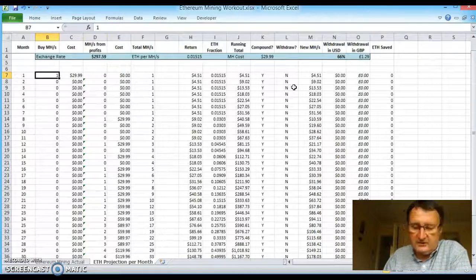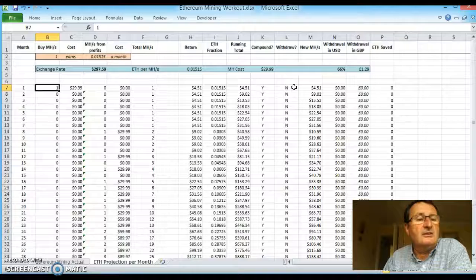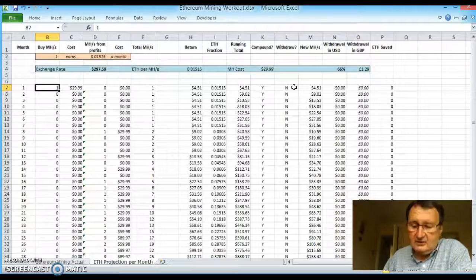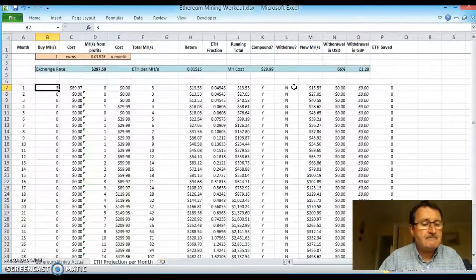Okay, $100 a month doesn't sound much, but bearing in mind, we have only started from $29.99. Now, I did get asked, what happens if somebody had about $90 that they want to invest, and they wanted to invest that every single month? Well, $90 is roughly 3 megahash. It's just a little bit over. So it'll buy 3 megahash of Ethereum mining power.